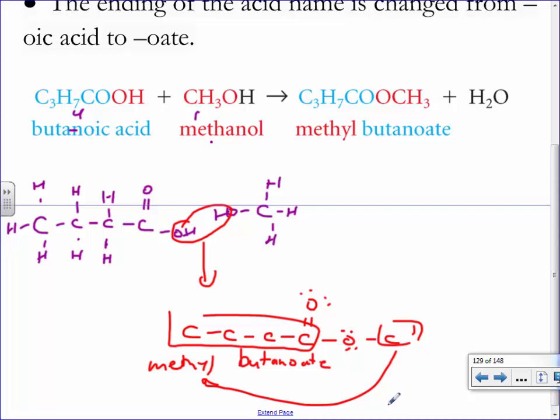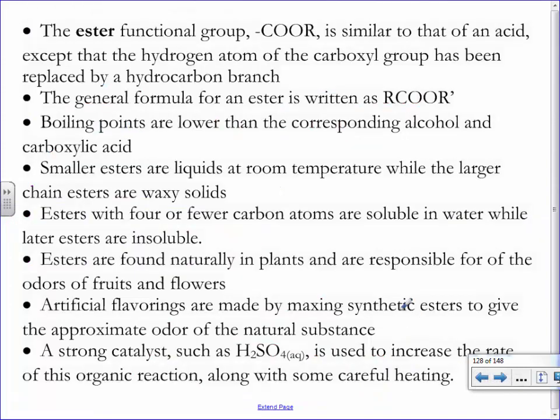So the most important distinction I need you to know is that this thing right here cannot hydrogen bond. So these guys right here are lower than alcohols and carboxylic acids. Carboxylic acids are like our best, because they can hydrogen bond and they have so many lone pairs.